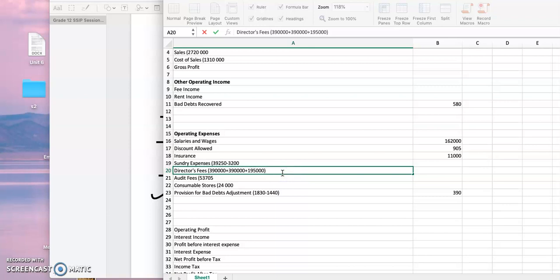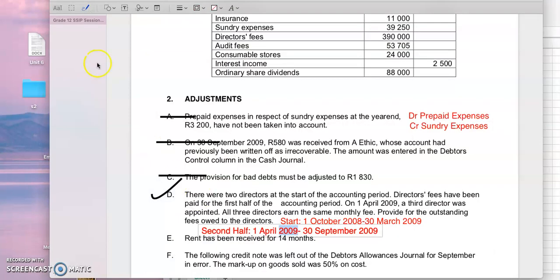I don't think we'll get another adjustment, so we can close that up. And boom, that's it. We're now done with that too, so yay, we're moving pretty quickly.